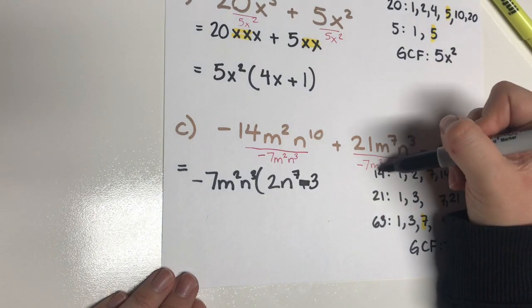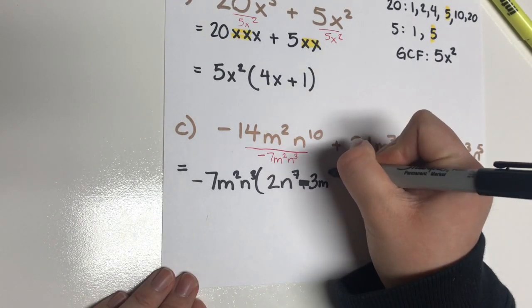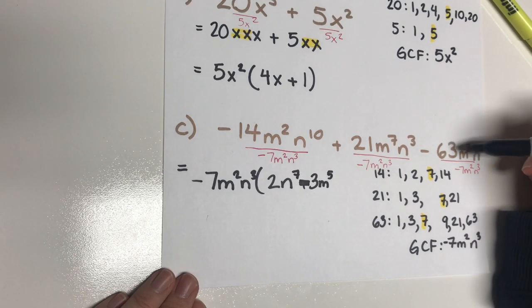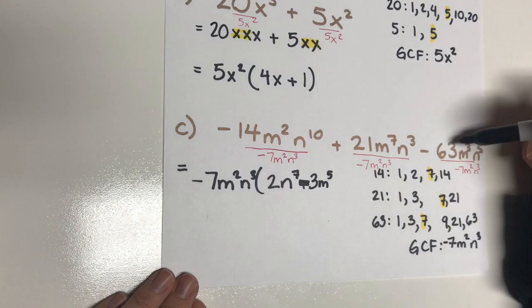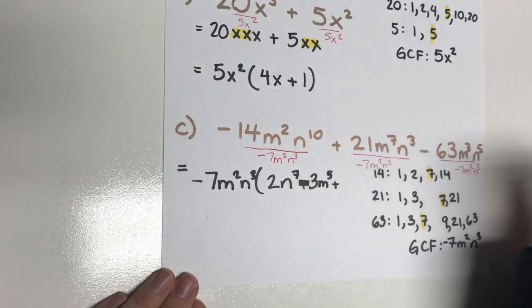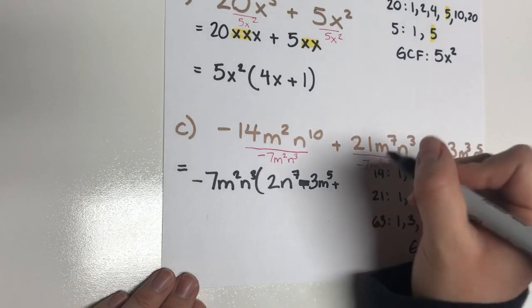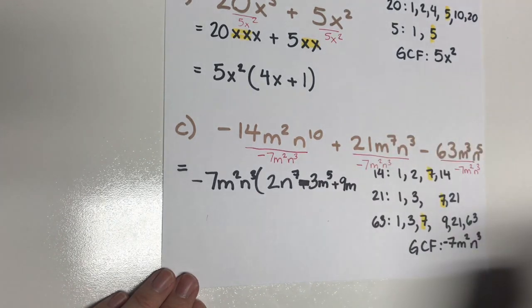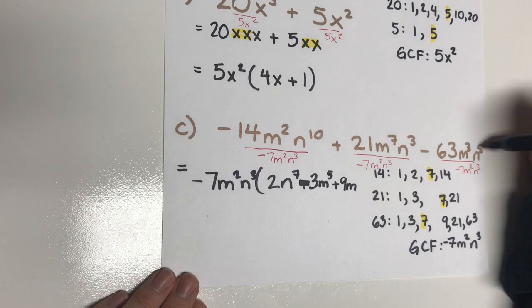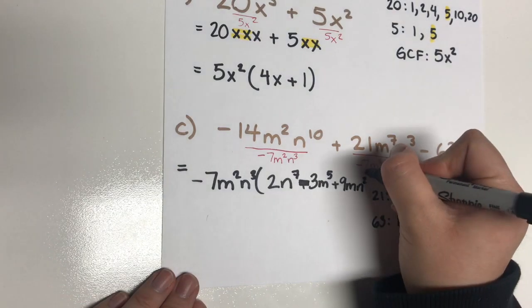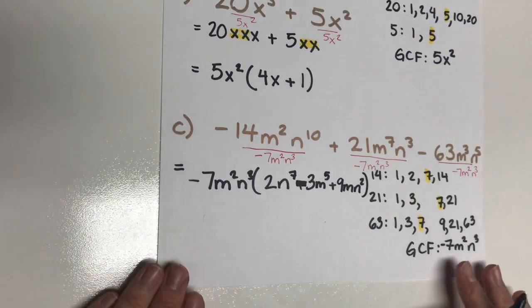M to the power of 7 divided by m to the power of 2, I'm going to subtract the exponent. Gives me m to the power of 5. These cancel out. And the last term, 63 divided by negative 7 is going to give me positive 9. So then I look at the exponent. So m to the power of 3, m to the power of 2, and n to the power of 5 divided by n to the power of 3, I'm going to subtract, and I get n to the power of 2. And that's the final answer.